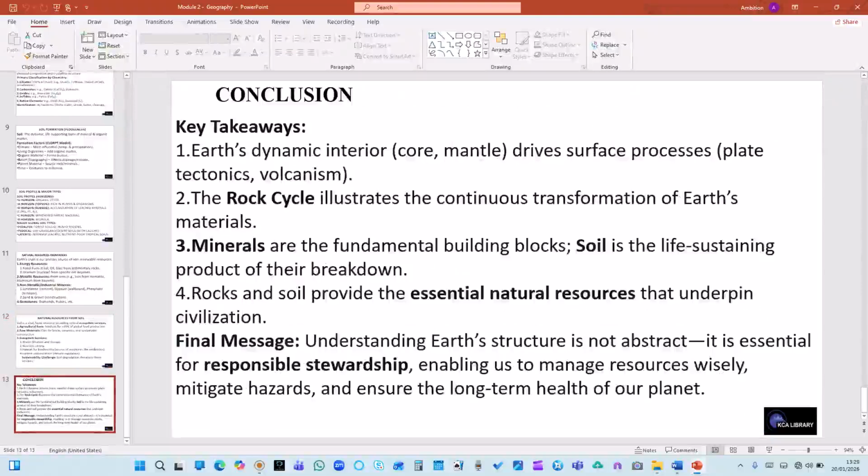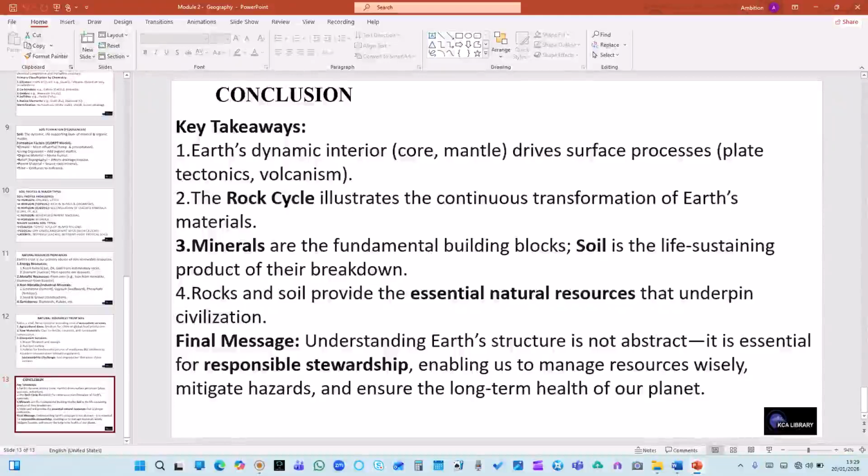In conclusion, that is the key takeaway. Earth's dynamic interior, that is the core and mantle, drives surface processes, that is plate tectonics and volcanism. The rock cycle illustrates the continuous transformation of Earth's materials. Minerals are the fundamental building blocks. Soil is the life-sustaining product of their breakdown. Rock and soil provide the essential natural resources that underpin civilization.